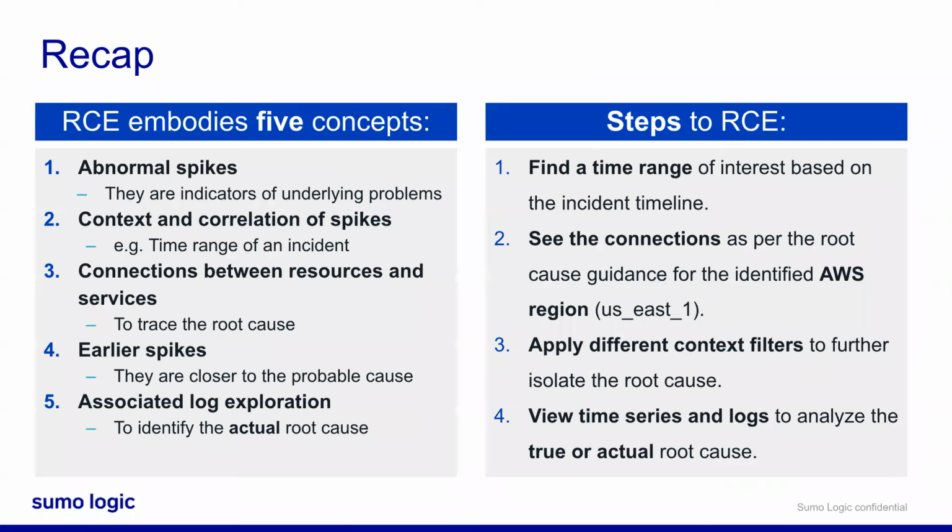The abnormal spikes, that's certainly a big feature of RCE, looking at those spikes. The system is using machine learning, algorithms, and advanced analytics to look at things and see what's normal and what's not. Using time range is certainly important. So context and correlation: when did those spikes happen in relation to other events? And the connections between the resources and services.